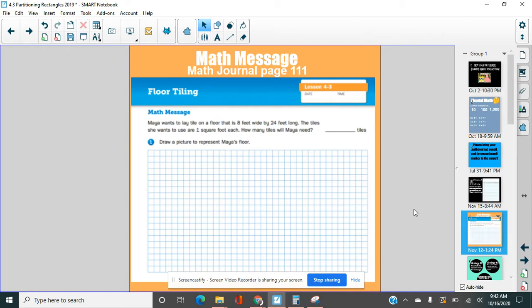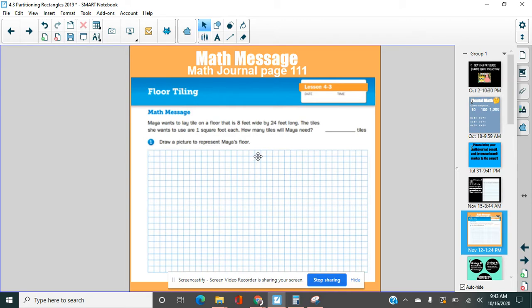Here's our problem. Our math message says Maya wants to lay tile on a floor that is 8 feet wide by 24 feet long. The tiles she wants to use are 1 square foot each. How many tiles will Maya need? I don't want you to write anything yet. I want you to just think about this problem for a moment and think about what that floor might look like.